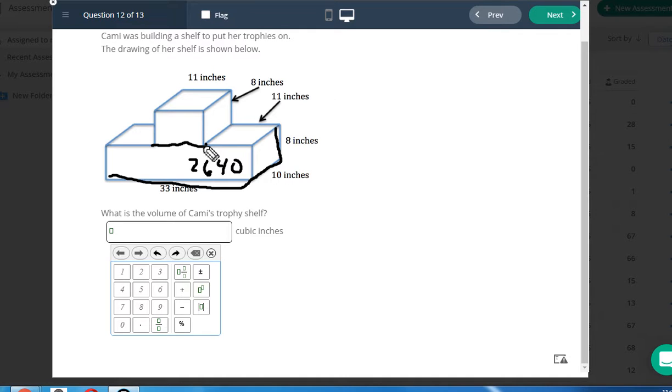upper box. Okay, so what we know about this is that this is 11. This is 8, and the distance for this and this would be the same. So this is really a 10. Okay, so when we multiply that out, we're going to have 80 times 11, because 10 times 8 is 80. Times 11 would be 880.